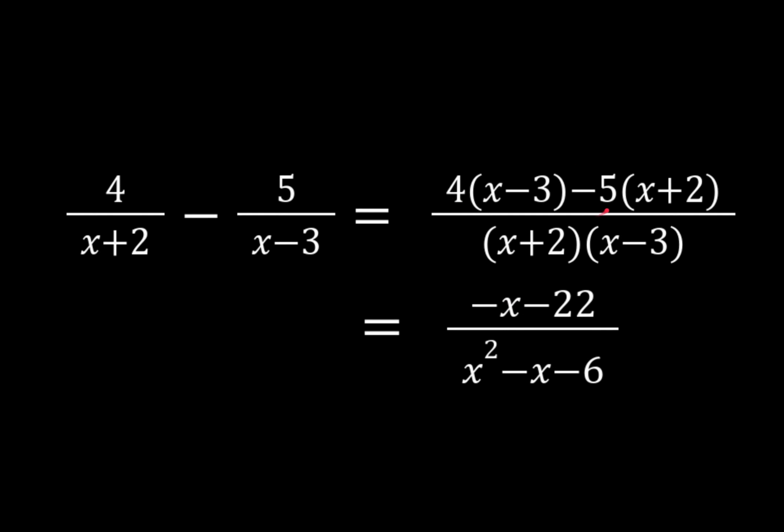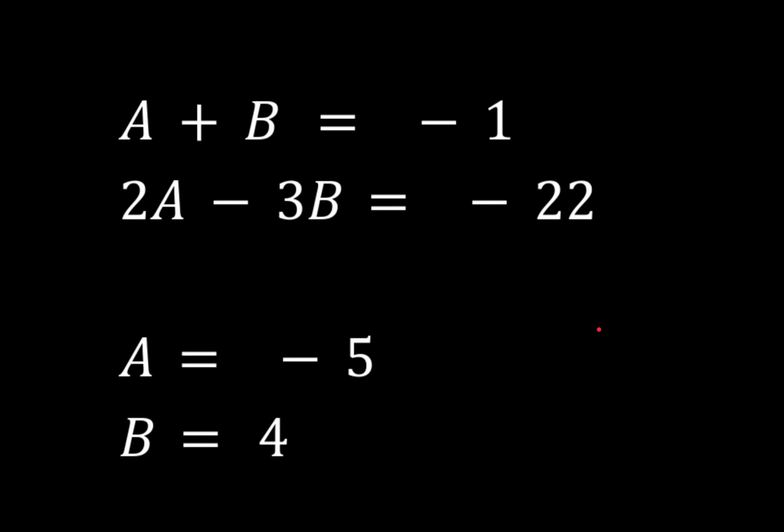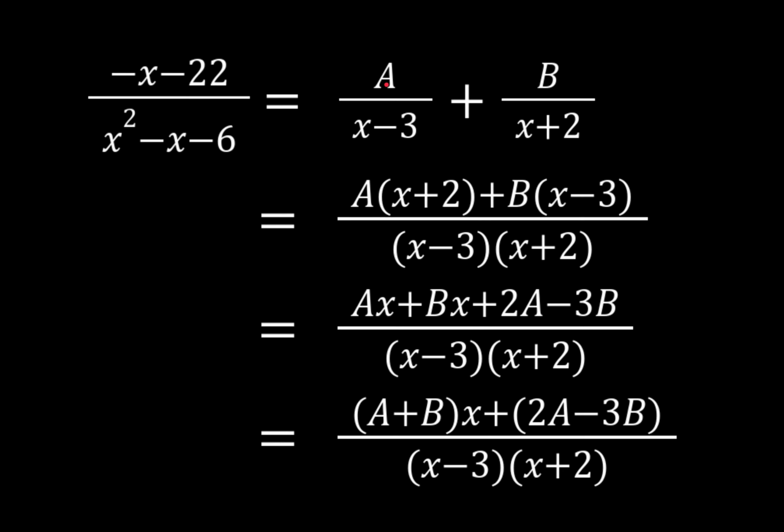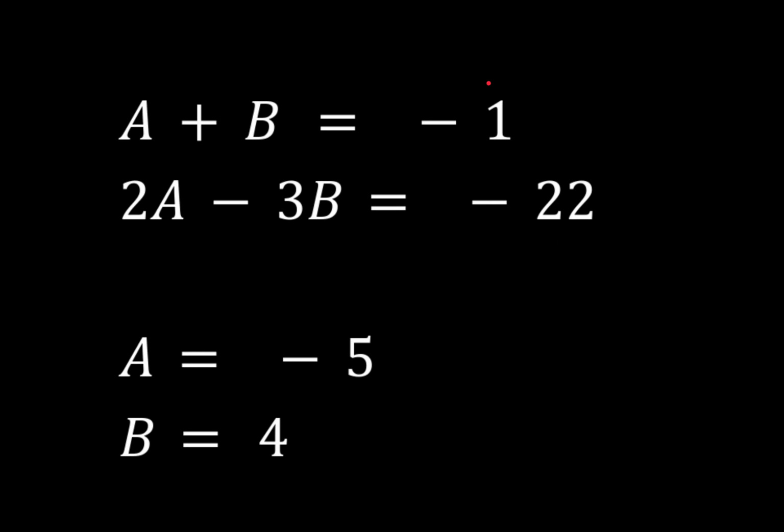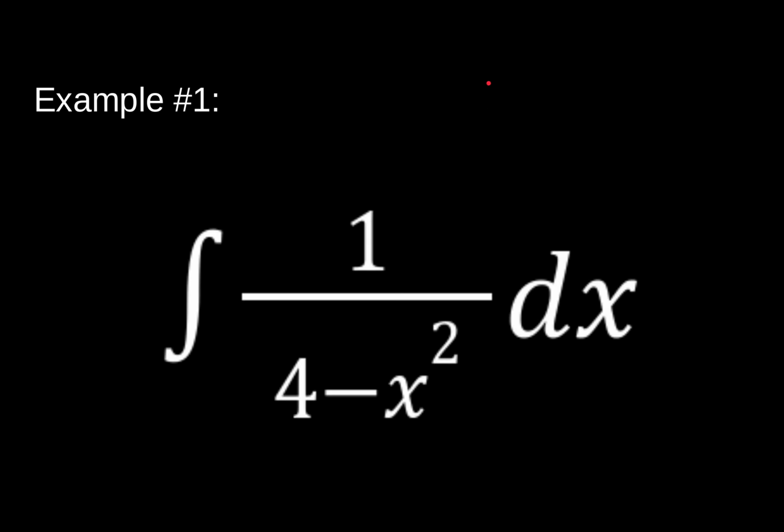4 minus 5, negative 1. Negative 12 minus 10, negative 22. So we're just using a system of equations to solve for this different a and b. Now, I'm going to show the example that we got for homework.